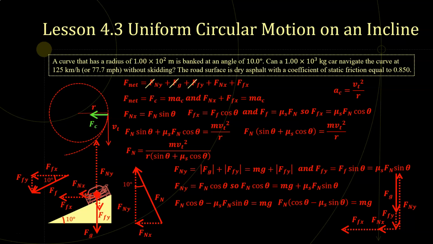And this is a really functional equation because what don't I know in this equation? I know theta, I know the coefficient of static friction, I know the mass, and I know acceleration due to gravity. The only thing I don't know here is the normal force. So I could, from this, calculate what the normal force is by simply rearranging this equation and getting the normal force on a side by itself.